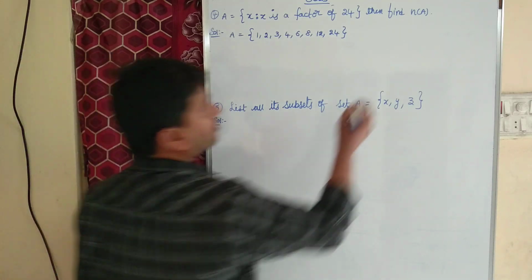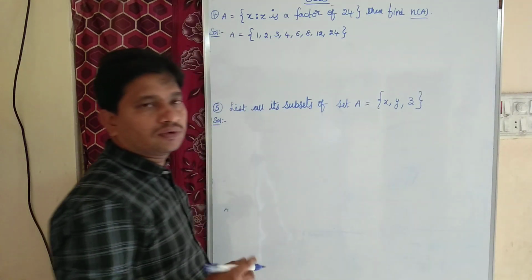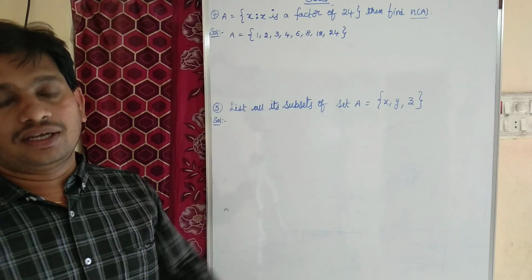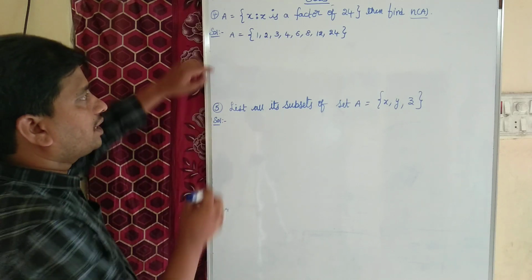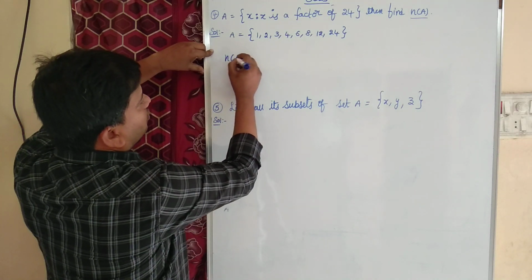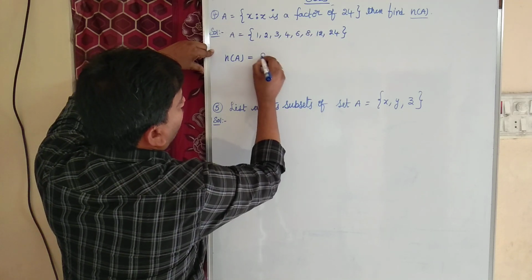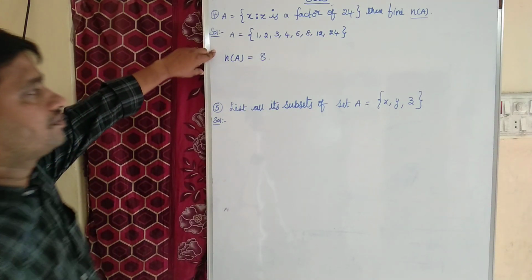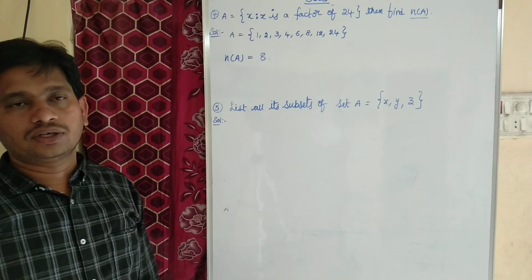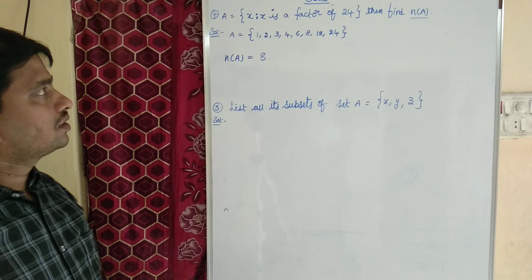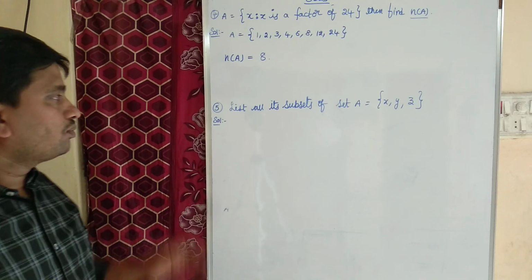But they are asking to find n of A. What is the meaning of n of A? The number of elements in set A, the cardinality of set A. Right? So n of A equal to, we have 1, 2, 3, 4, 5, 6, 7, 8. In total how many elements do we have? 8 elements. So n of A equal to 8. Children, did you understand how to find n of A? Yes. Now coming to one more question.